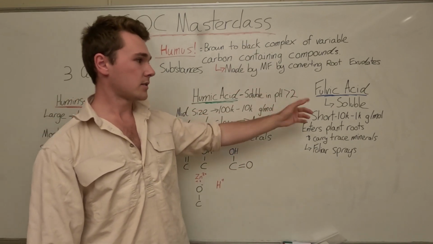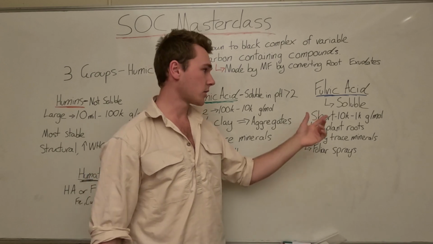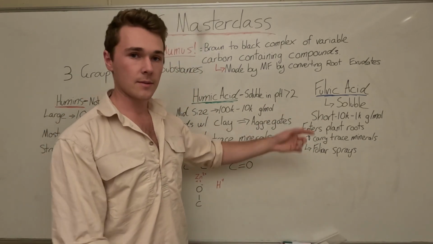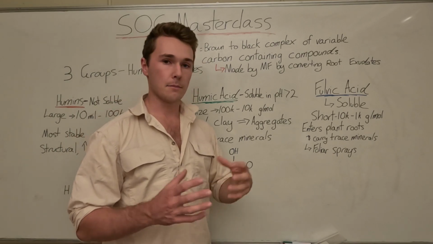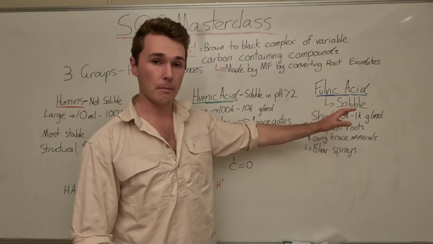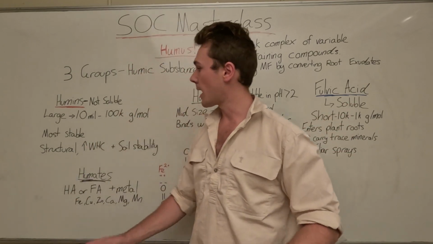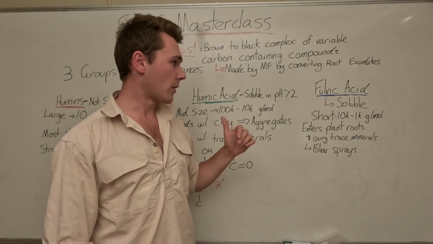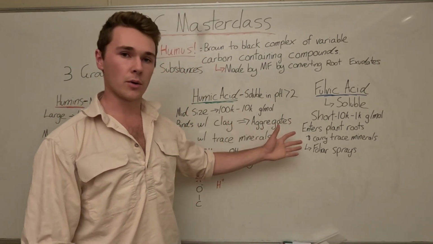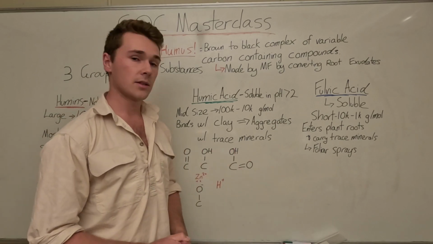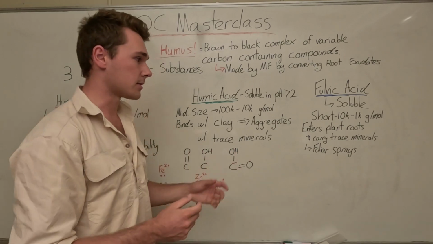So talking about fulvic acid, it's always soluble. It's the most soluble out of all of them. It's soluble regardless of pH. It's also the shortest. It has a mass or size of 10,000 to 1,000 grams per mole. So it's very small compared to our 100 million grams per mole, 10 million grams per mole there. It is so small that it's actually able to enter into our plant roots and our leaves. So it can actually go into our plants.